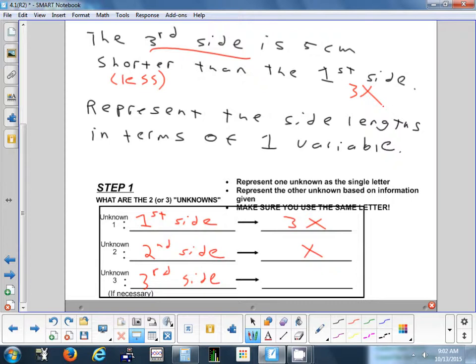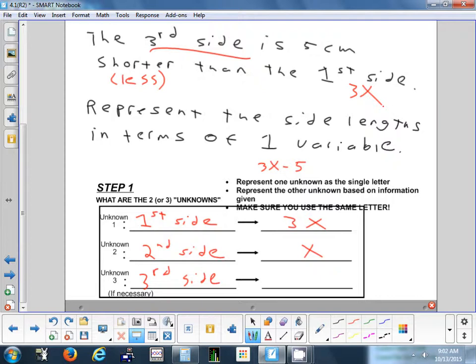And keep in mind, we've got this phrase "less than." Caitlin? 3x minus what? 3x minus 5. Does anybody think it should be the other way? 5 minus 3x.